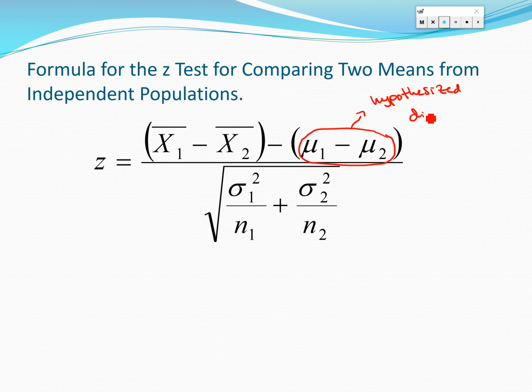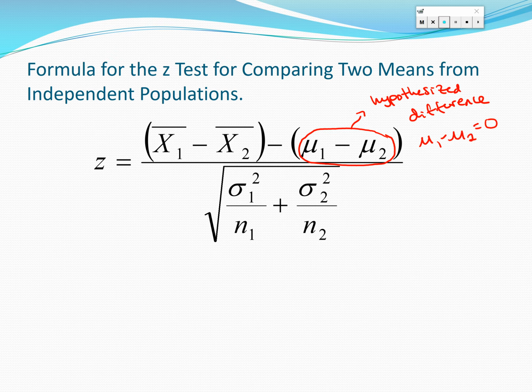It's your hypothesized difference. So if I don't say I'm looking to see if the difference between brand A and brand B is 5 hours, if I don't have a specific difference, then mu sub 1 minus mu sub 2 will equal 0.